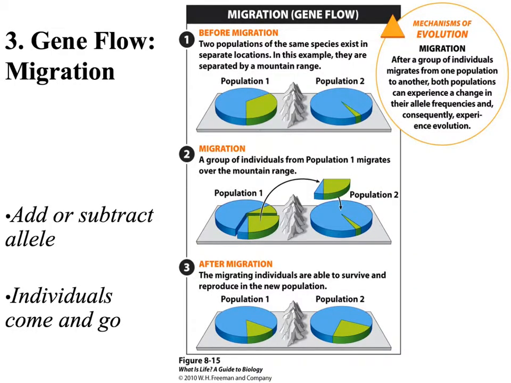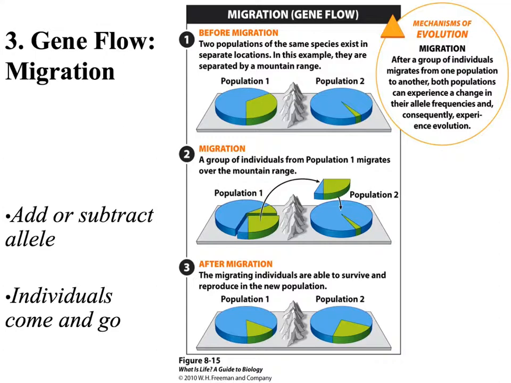Our third mechanism of evolution is gene flow, also known as migration. Gene flow is when we add or subtract alleles as individuals move in and out of a population. Individuals come and go, and their alleles go with them. Migration, or gene flow, actually prevents differences from building up in populations. This is kind of like mixing paint. If you mix a little bit of red with a little bit of blue, eventually both populations, or both tubs of paint, will be purple.